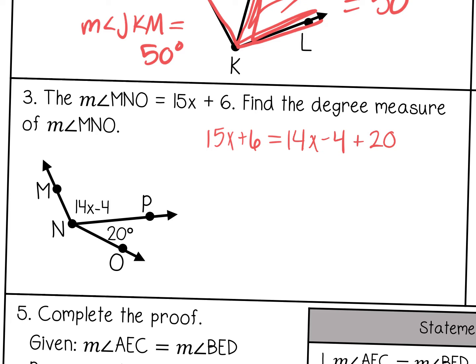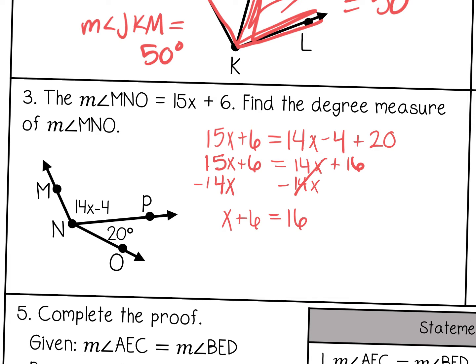Okay, on the right side, let's combine our like terms. I'm just going to bring down that 15x plus 6 as it is. 14x will stay the same. Negative 4 plus 20 is a positive 16. Now I'm going to move my 14x over to my 15x, so I'll subtract 14x here to cancel that out, and subtract it over here, because what you do to one side of the equation, you have to do to the other. So 15 minus 14 is just 1x. Bring down the plus 6 and the 16. Subtract 6 from both sides. So x is equal to 10.